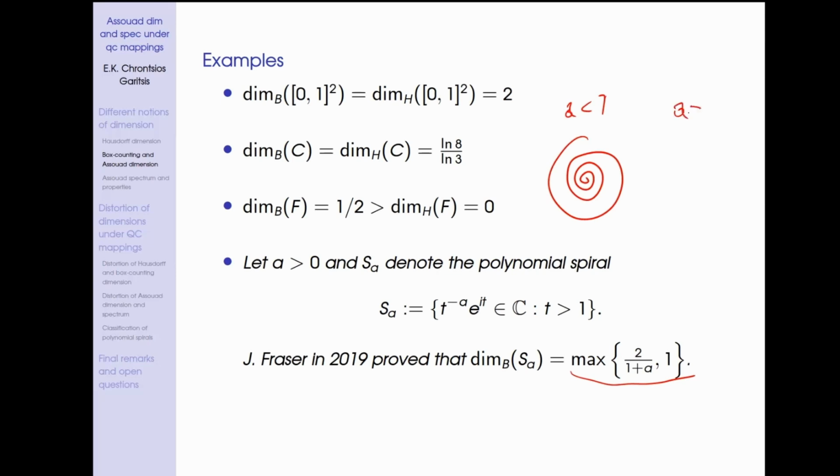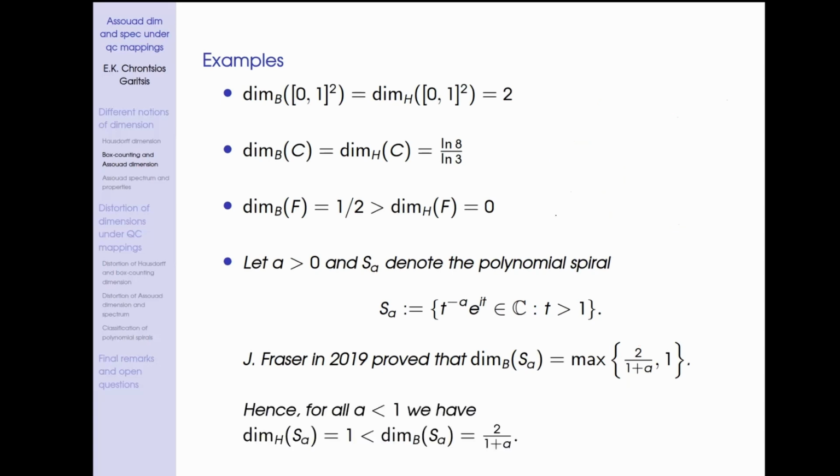So if a, for example, is something bigger, that spiral would look something like this. It would go to 0 much faster. So this is captured in the formula for the box dimension, since if a is small enough, the box dimension becomes bigger and bigger, since we get more and more of a two-dimensional like set around 0. So if one picks a, for example, strictly less than 1, the Hausdorff dimension of the spiral still remains 1, but the box dimension is something greater than 1. So we have examples where the box and Hausdorff dimension differ.